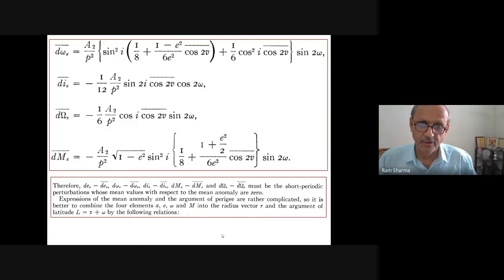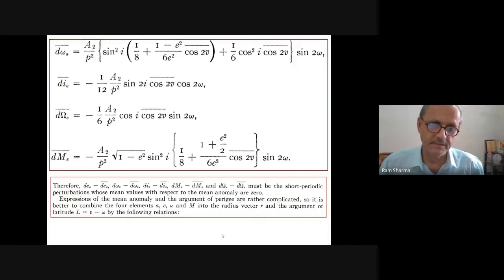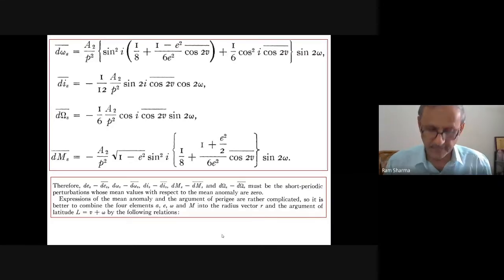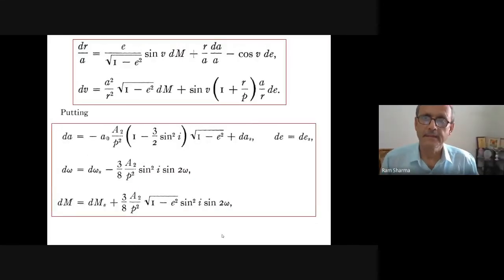Expressions of the mean anomaly and the argument of perigee are rather complicated, so it is better to combine the 4 elements A, E, small omega, and M into radius vector and argument of latitude. Latitude is true anomaly plus the argument of perigee, small omega, by the following relation. dr by A he has calculated and dV he has calculated. Putting in this value dA, he then calculates d omega, and dM he calculates.